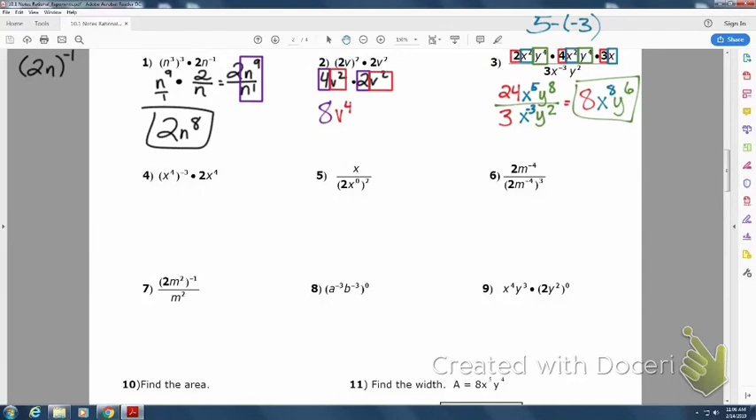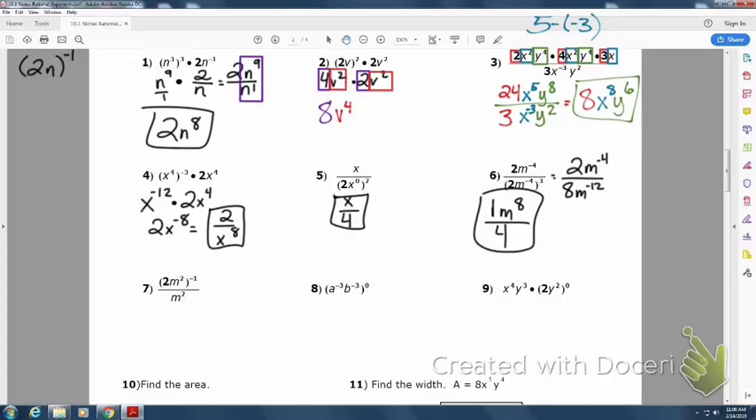Okay. I want to see if you can try to do 4, 5, and 6. And then we'll do these last three. Last three won't take long.